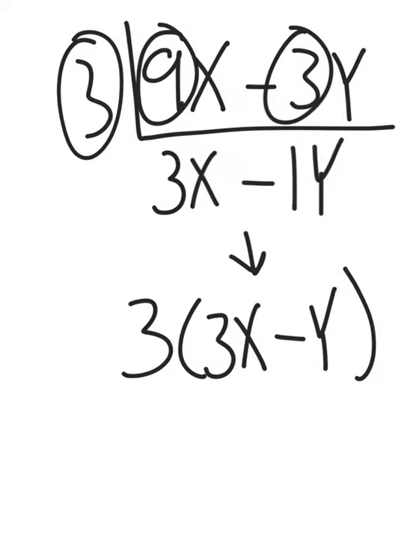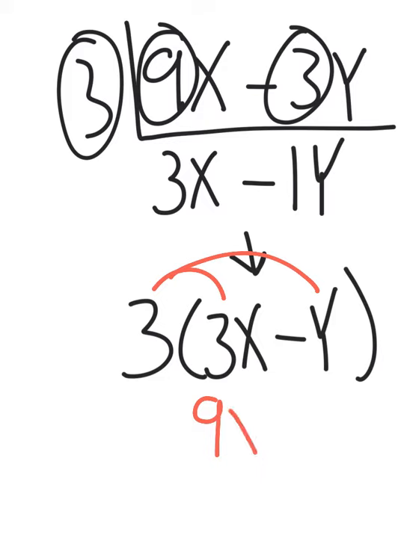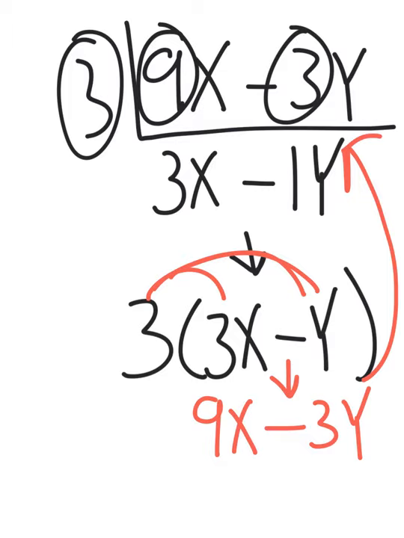Now if we want to check our work, multiply the greatest common factor back into them. 3 times 3x is 9x. Notice that the sign stays the same. Bring that straight down. 3 times the y is 3y, which is what we had to start with.